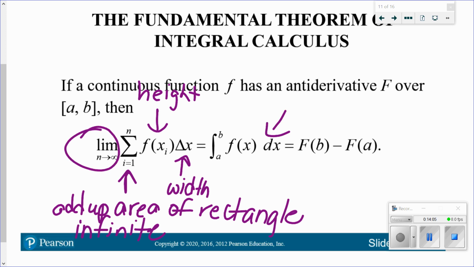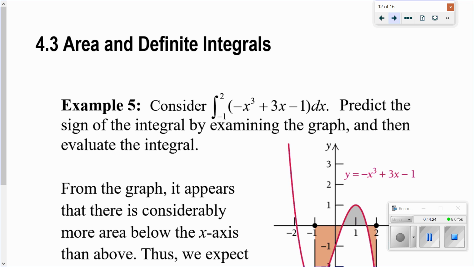then that will give us the antiderivative. Okay, so that's the fundamental theorem of integral calculus, which just says those Riemann sums that we were doing. If we can make those rectangles small enough, so small that there are an infinite number of them, it equals the antiderivative. Okay.